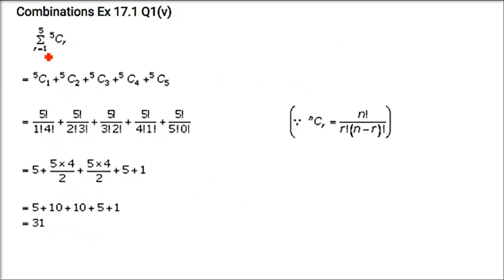Now sigma means addition. That means from 1 to 5, you have to put 1, then 2, till 5, and then add them. Sigma means summation, sum. Up to 5C5. So now just add them and you are going to get 31.